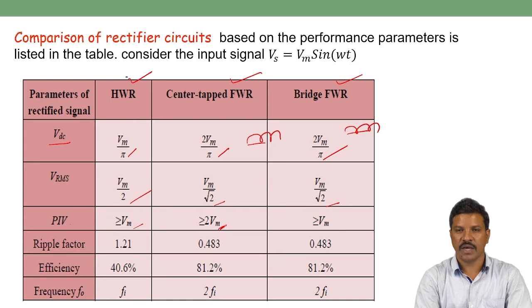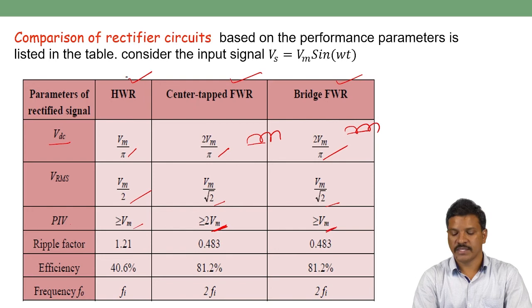But in the full wave rectifier, we have connected two diodes in series. So in series, the voltage is added. So Vm for one diode and Vm for the other diode. So we got 2 Vm for the full wave rectifier. Whereas in bridge rectifier, again we have Vm only, because each time two diodes are connected in parallel. So the voltage is the same.